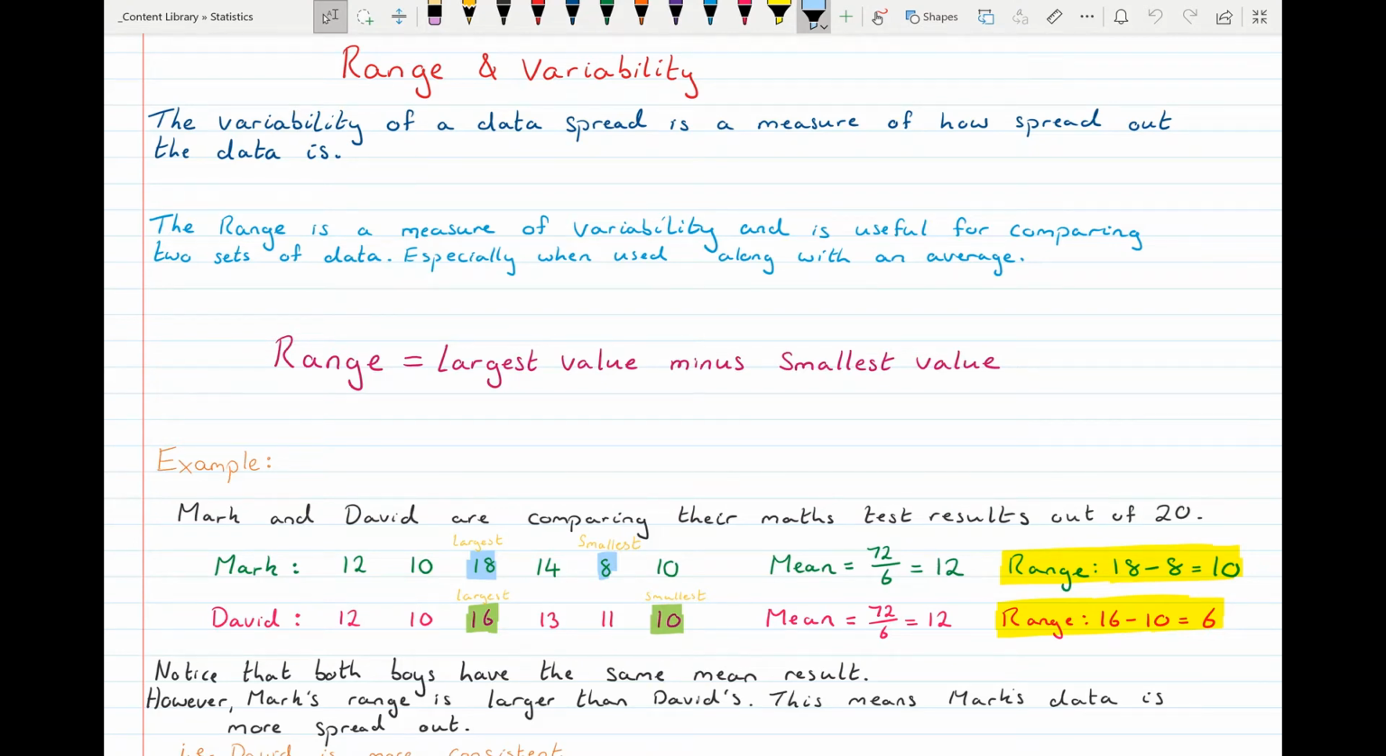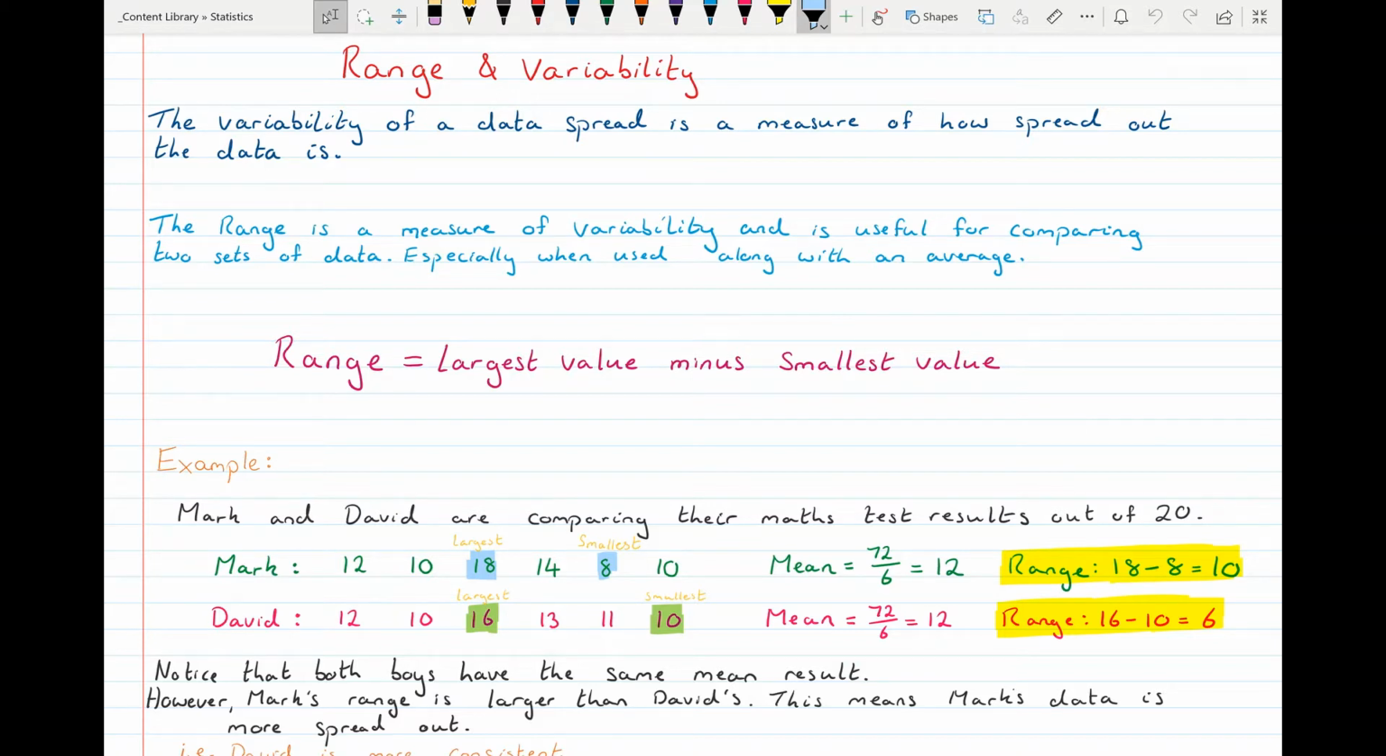We're going to continue with statistics and now start to look at range and variability of a data set. Before this, we were looking at averages, the mean, mode and median, and those are measures of centre. So they tell us the average value of a data set, what number is usually in the middle or the one that appears the most. They're focused around the centre of the data.